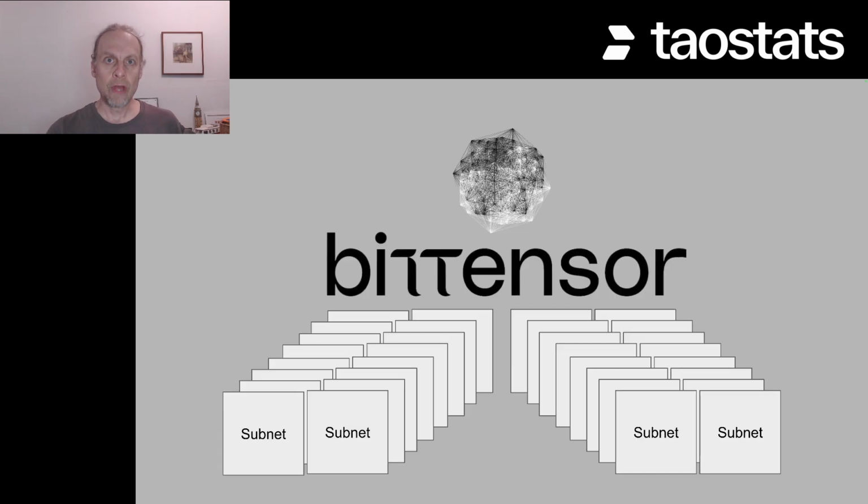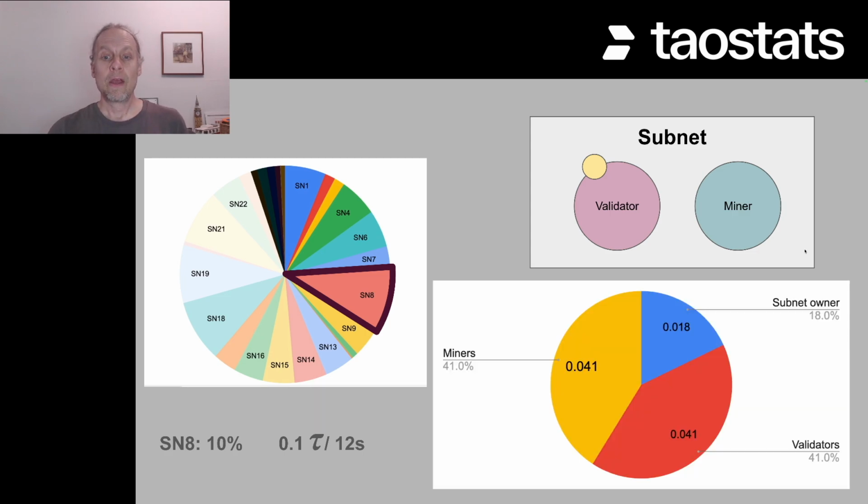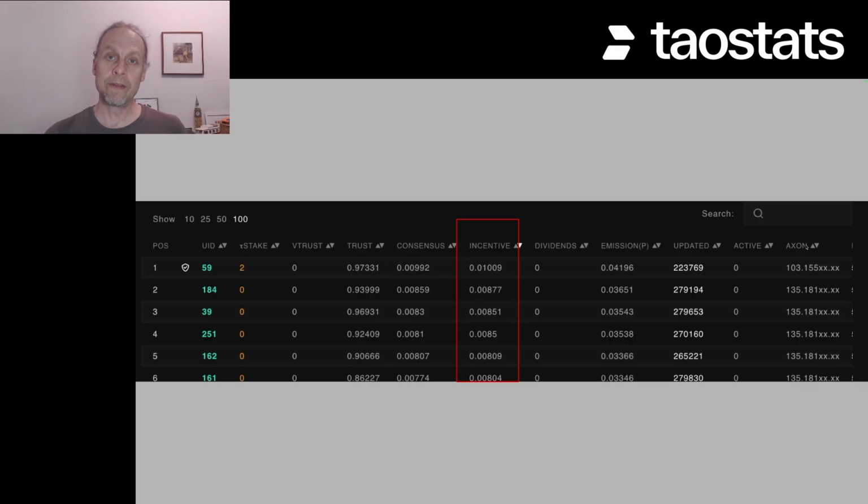There's 32 subnets in Bittensor, one tau every 12 seconds. That's split up amongst all of the subnets by a percentage decided in the root subnetwork. Each subnet's distribution is further divided, 18% to subnet owners, and then 41-41 to miners and validators. That brings us to incentive.